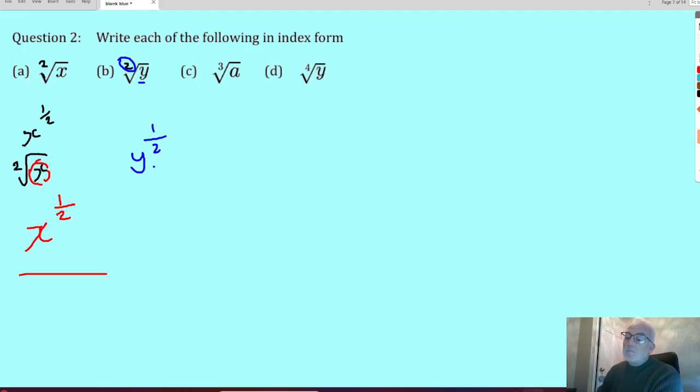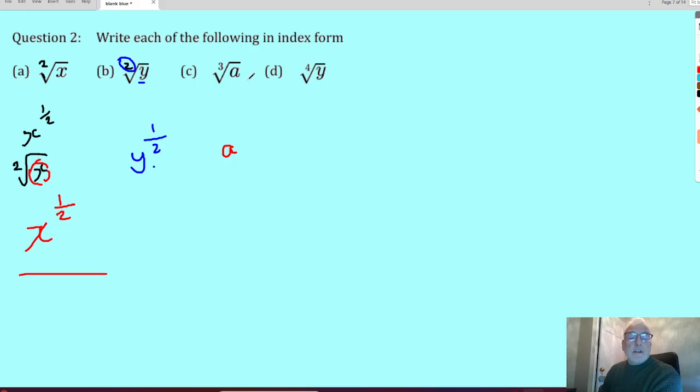Okay, see if you can have a go at the next two. This one's doing the cube root and this one's doing the quad root. The process is exactly the same. Pause the video, give it a go, see if you get it right. Let's see how you did.